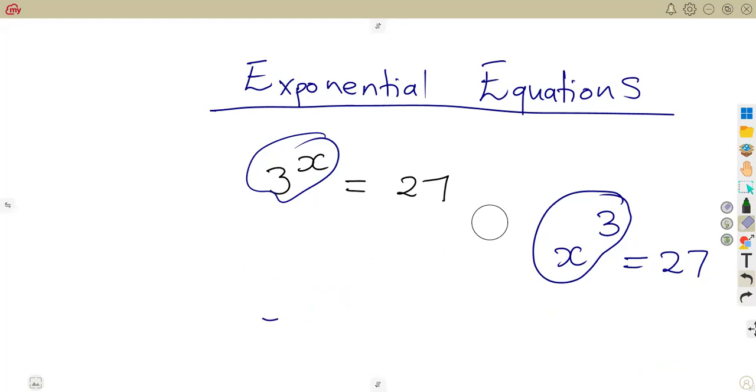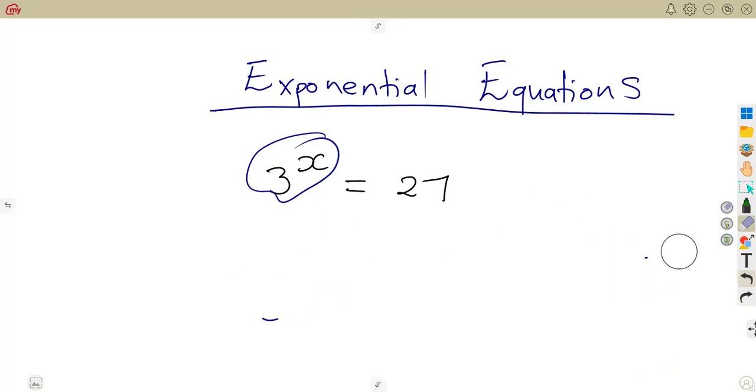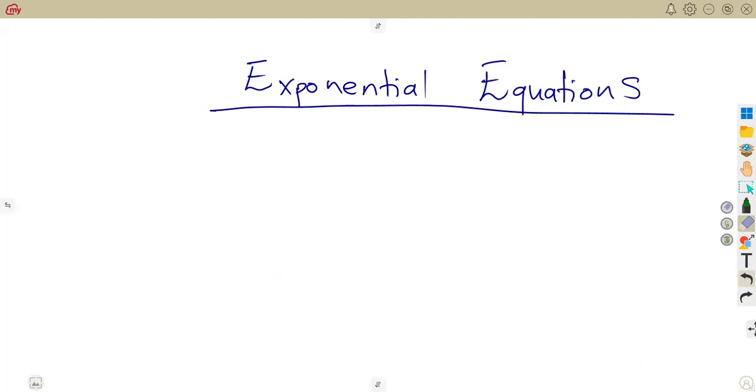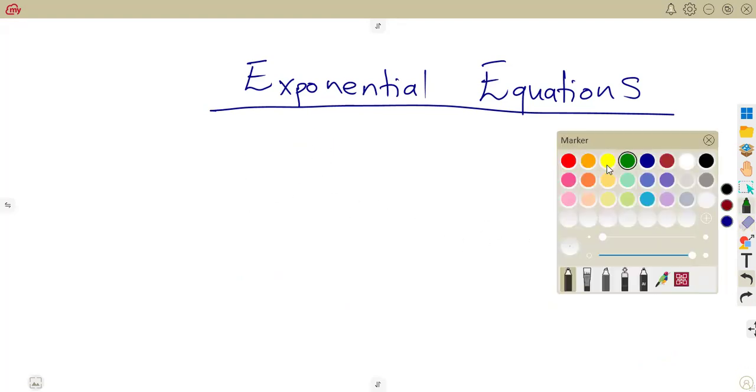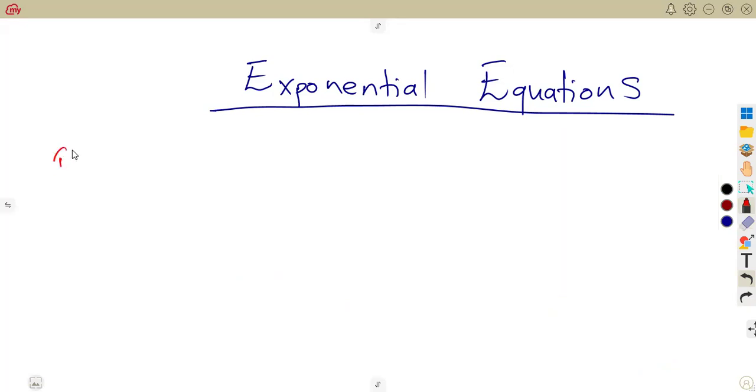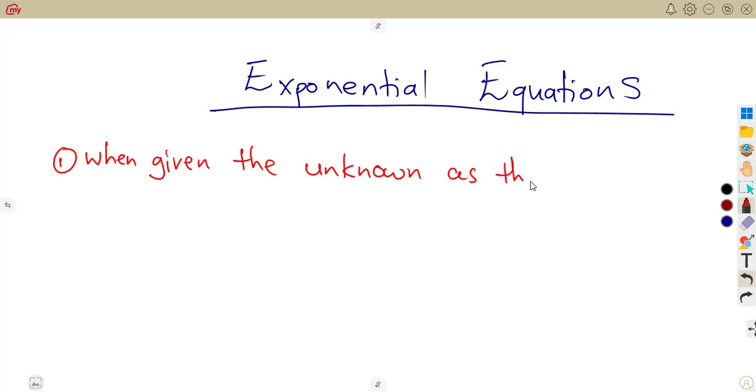So how do we solve these types of equations? Actually, there are different types of questions. The first type of questions is when you are given the unknown on the exponent, when given the unknown as the exponent, or when we have it on the exponent as the what?